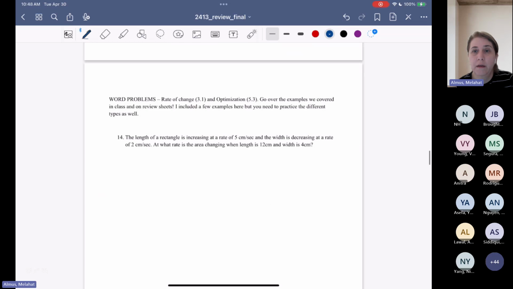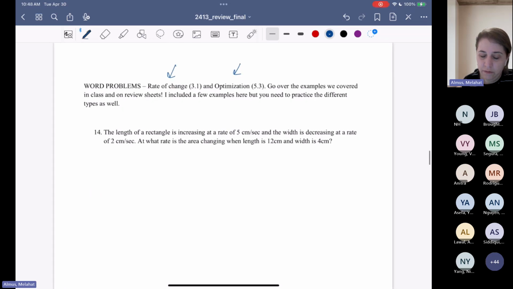All right. There will be a few word problems. Maybe rate of change from chapter 3 or optimization from chapter 5. I grouped them under rate of change problems. So under word problem. So go back to the reviews and practice both types. Here is a rectangle problem. The length of a rectangle is increasing at a rate of 5 centimeters per second, and the width is decreasing at a rate of 2 centimeters per second. At what rate is the area changing?